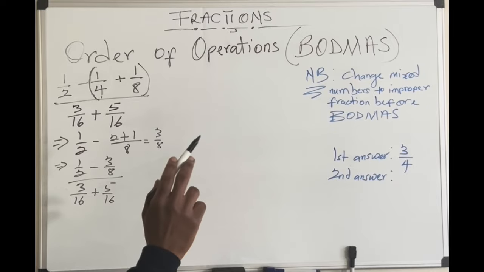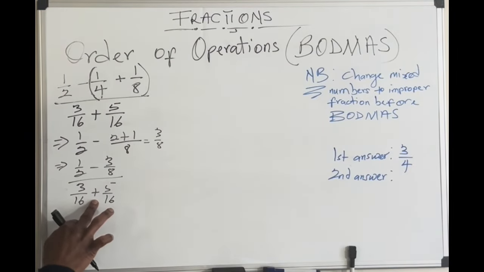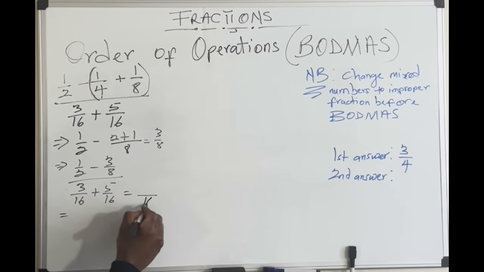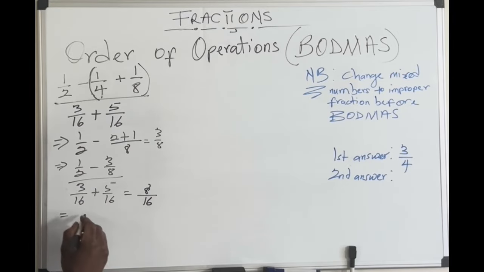Okay, now let's see what else. After addition, then subtraction, but we still have another addition here before subtraction. So let's deal with this. We pick the same denominator because they both have the same denominators. We pick 16 and then add 8. So we have 8 over 16. So right now we have 1 over 2 minus 3 over 8 all over 8 over 16. Now we can move on to the subtraction.